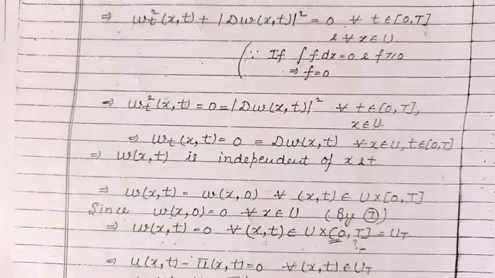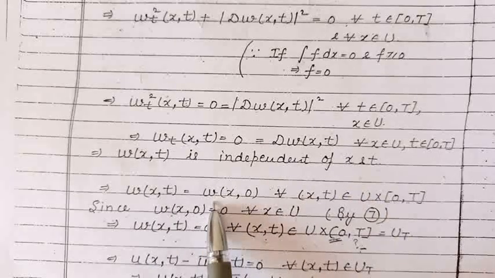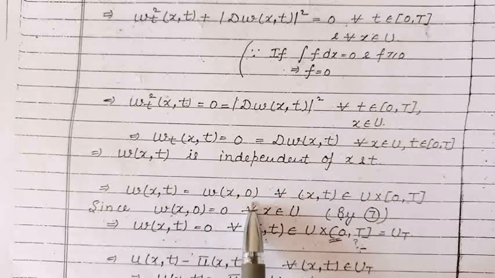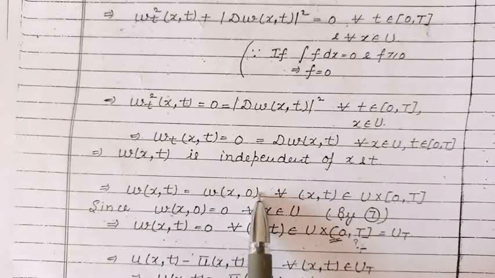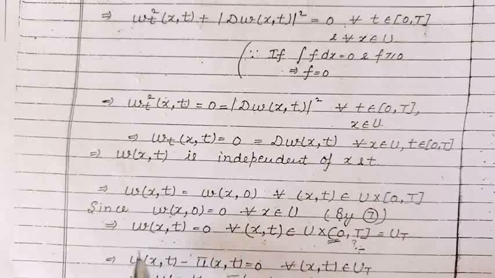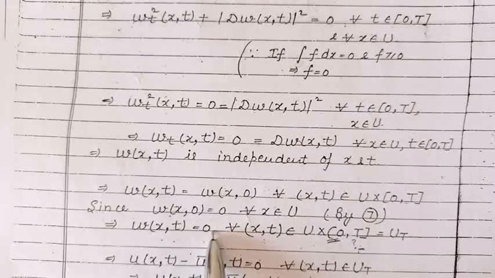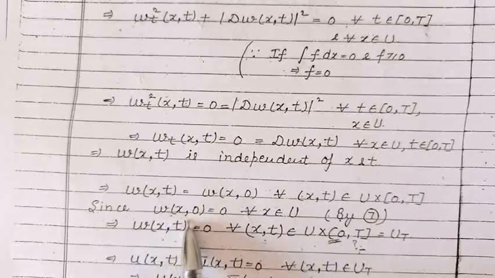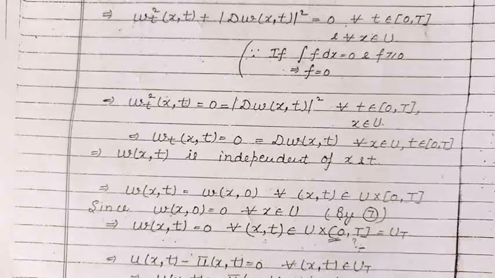It means the value of function w at the point (x, t) will be the same as the value of function w at the point (x, 0). But at this point, the value of function w is 0. We proved it already. So we can say that w at the point (x, t) will be 0. And this is true for every such point belonging to the set ut.